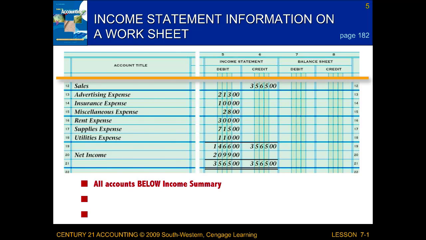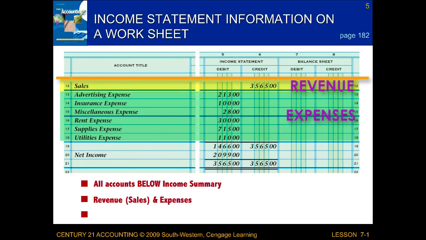And if we break this down even further, the two different types of accounts we have are our revenue accounts, which in this case is just sales. And then we also have our expense accounts. The last thing that's reported in the income statement column, if I look at the numbers or I look at the account titles and what's left, is either our net income or if we have a net loss, it would be our net loss.